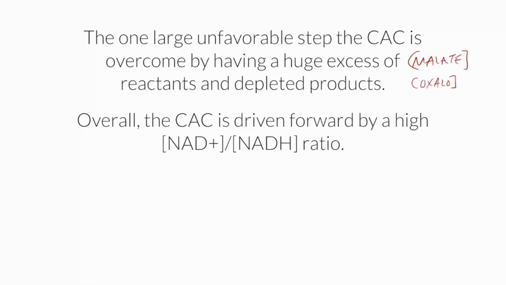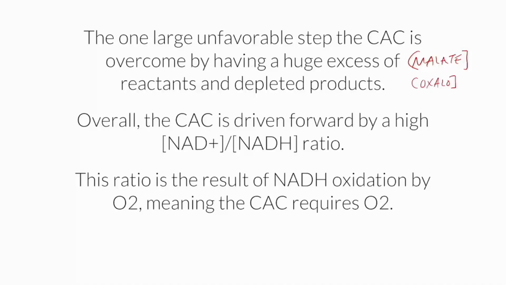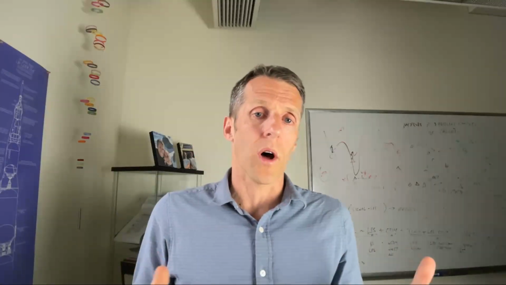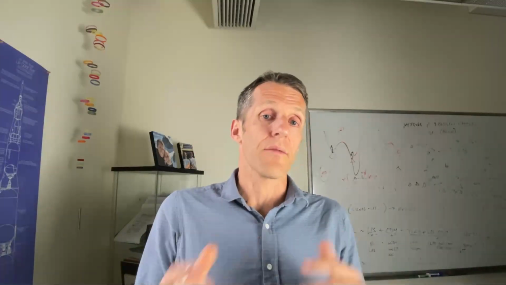If we look at the overall directionality of the citric acid cycle, it's driven by this high ratio of NAD plus to NADH. Excess NAD plus, excess reactants drives reactions forward. And this ratio is the result of the NADH oxidation by oxygen, meaning basically that the citric acid cycle requires oxygen to proceed even though it actually doesn't appear anywhere in the description of the reactions. Okay, so hopefully that gives you a better handle on why the citric acid cycle proceeds in the forward, clockwise direction, not the reverse direction.